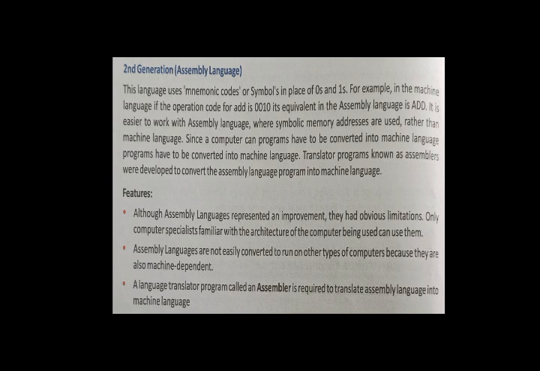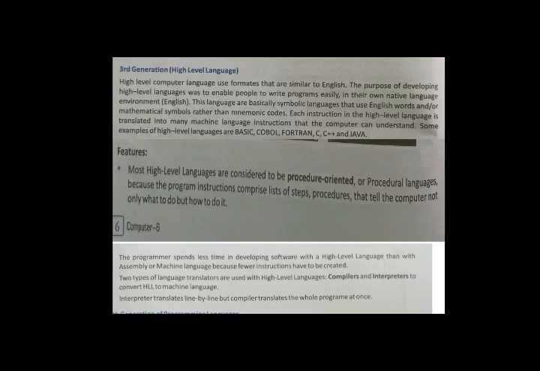Next, third generation, high level language. High level computer languages use formats that are similar to English. The purpose of developing high level language was to enable people to write programs easily in their own native language environment, English, which means in third generation high level language we use English words. These languages are basically symbolic languages that use English words and or mathematical symbols rather than mnemonic codes.